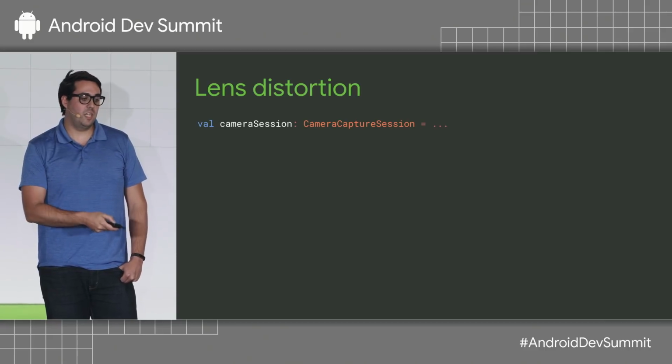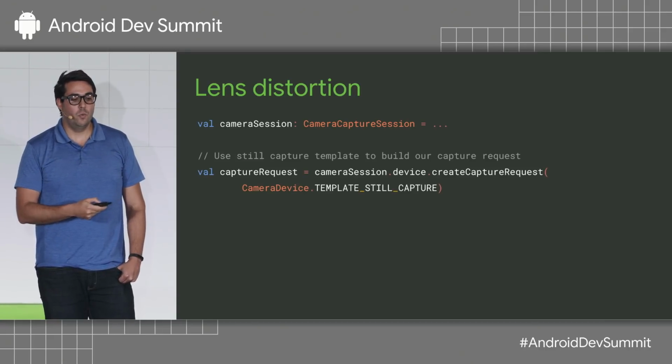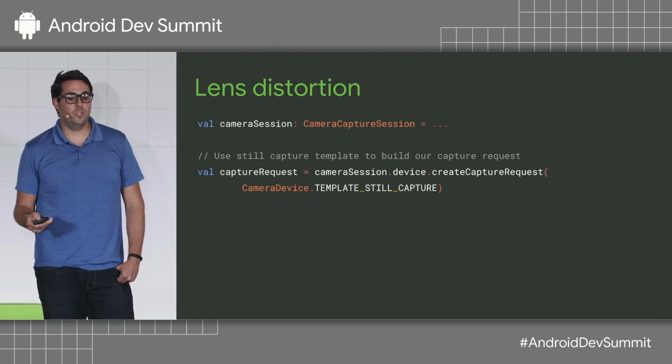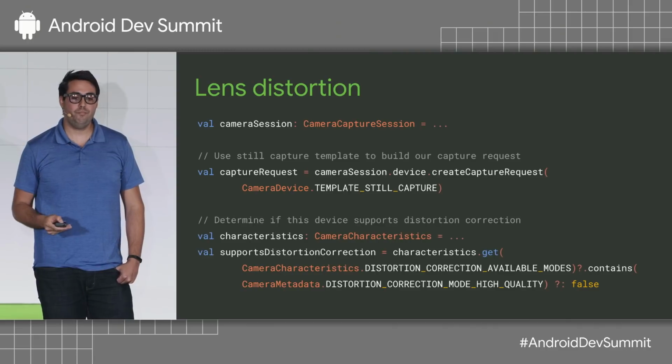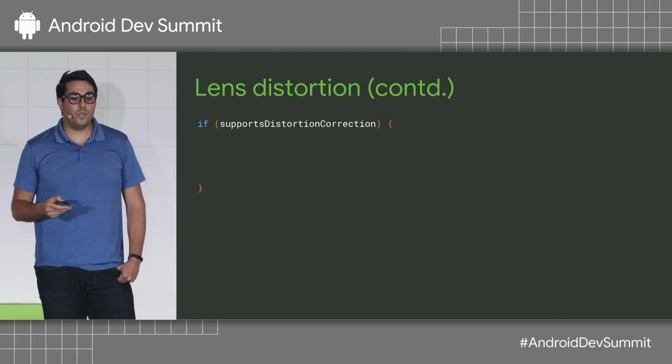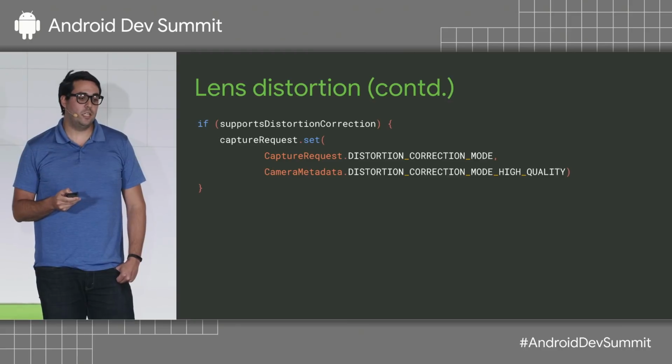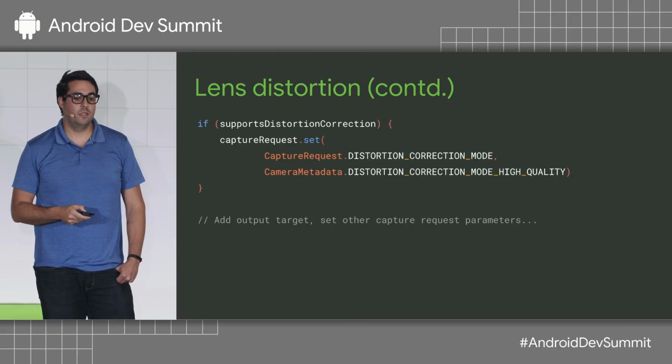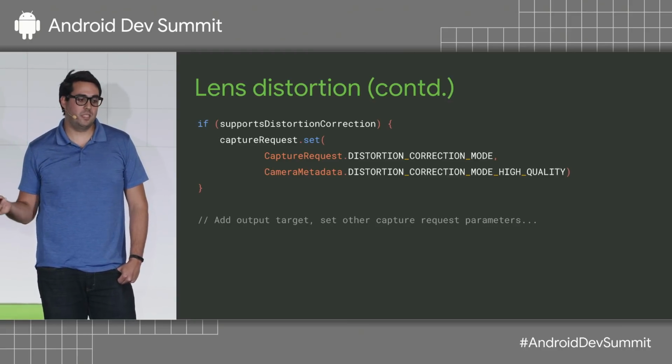Assuming we already started our camera session, we instantiate the capture request builder using our desired template. In this case, as I said, image capture. Then we use the camera characteristics to determine if high-quality distortion correction mode is available. Now that we know that we have high-quality correction for the distortion, we set it on the capture request, and we do what we always do, dispatch the capture request.